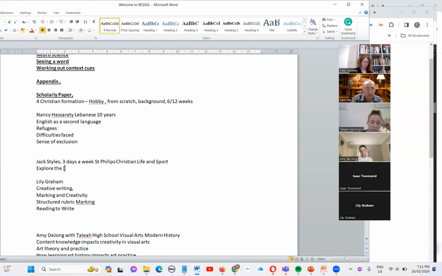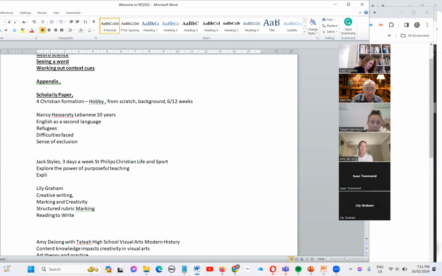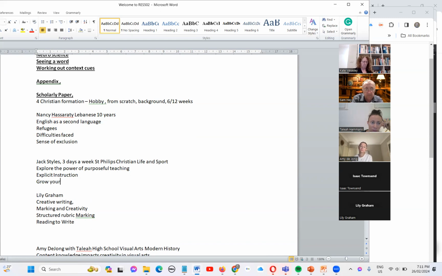And then seeing links between that and explicit instruction, on how we can be really explicit of this is what we're learning and why we're learning it, how you can use it in your life, how you can use it to grow yourself, grow your knowledge. Yeah, and just involving the students in those conversations.